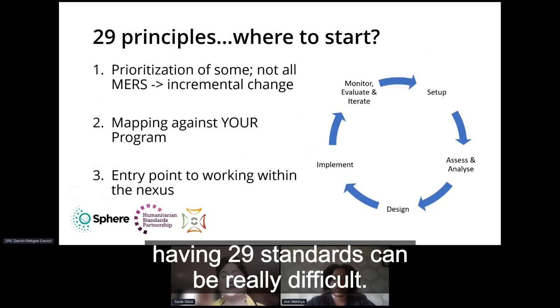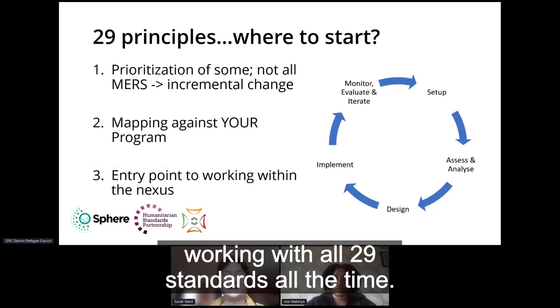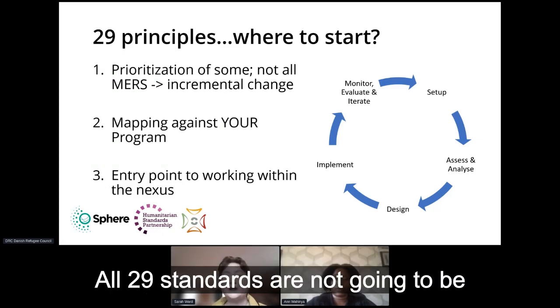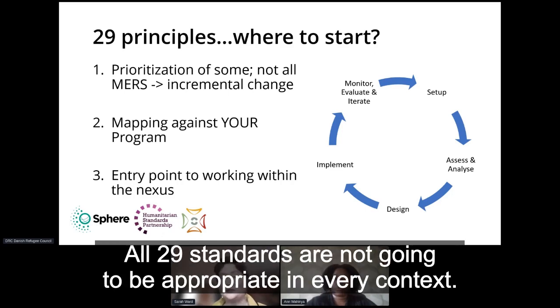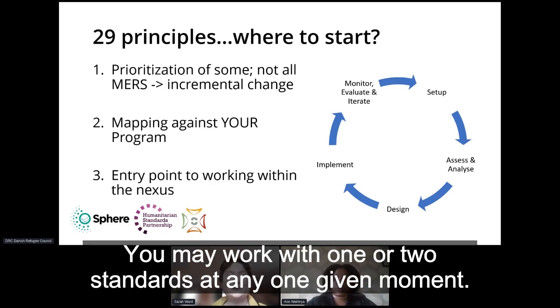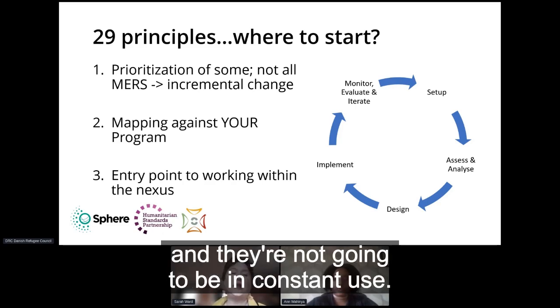having 29 standards can be really difficult. The key point here is that you're not working with all 29 standards all the time. All 29 standards are not going to be applicable at every point in your project design cycle. All 29 standards are not going to be appropriate in every context. You may work with one or two standards at any one given moment. One or two standards might be priority for you to look at. And they're not going to be in constant use.